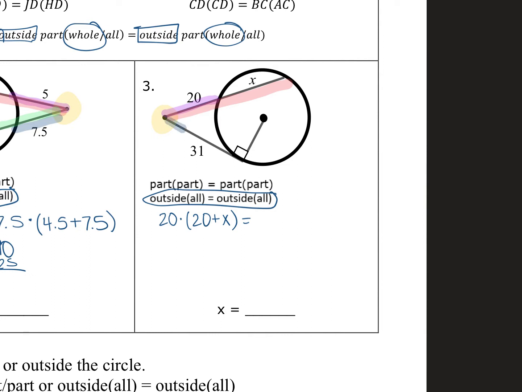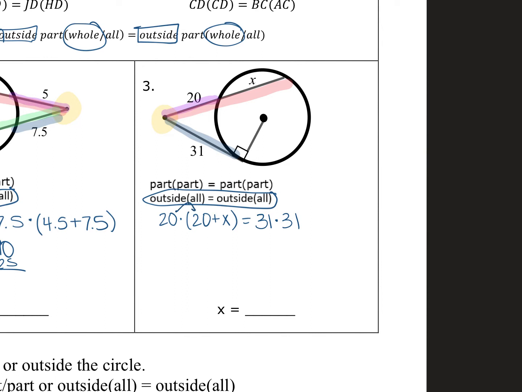The other line, the outside is 31. And then if you notice, the blue line does not go inside the circle at all. So 31 is the outside section, and it is the whole section, so the all. So we'll do 31 times 31. And then we're going to solve this.